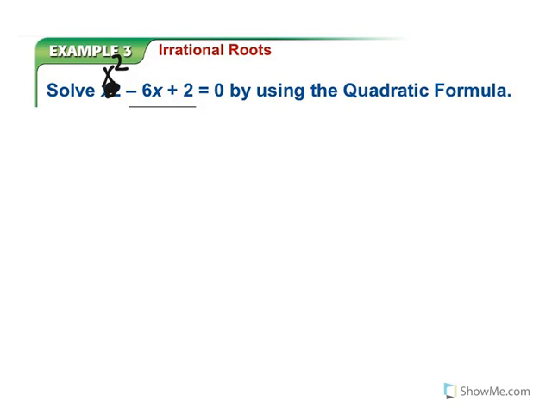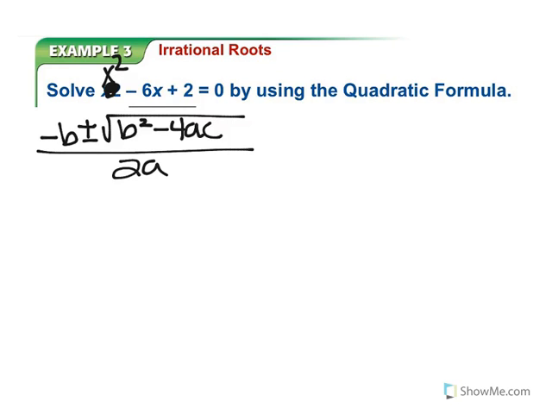Example 3, solve x squared minus 6x plus 2 equals 0 by using the quadratic formula. So again, we need our quadratic formula, which is negative b plus or minus the square root of b squared minus 4ac, divided by 2a. We need to identify a, b, and c. A is in front of my x squared term, which is 1. B is in front of my x term, which is negative 6. And c is 2.